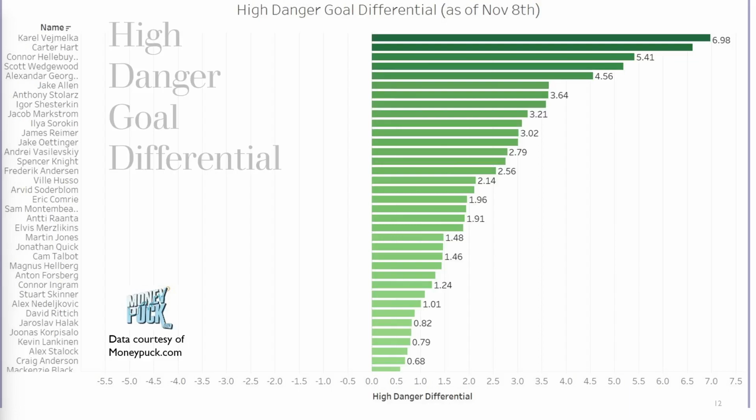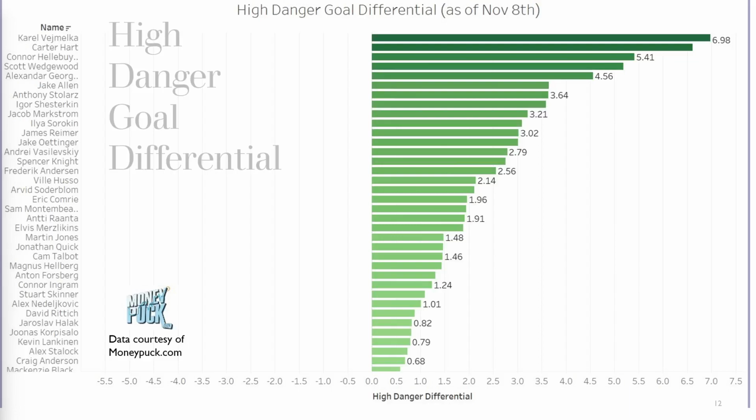And then as you look down this list, I mentioned Scott Wedgwood in the weekly video this week. That standard data is getting support from this metric as well, as he ranks 4th on high danger chances, which is a little bit surprising. But if you've watched him over the last 2 years, he is playing really, really good hockey. And he definitely came in for Ottinger and helped stabilize their goaltending this past week when Ottinger was down with injury.